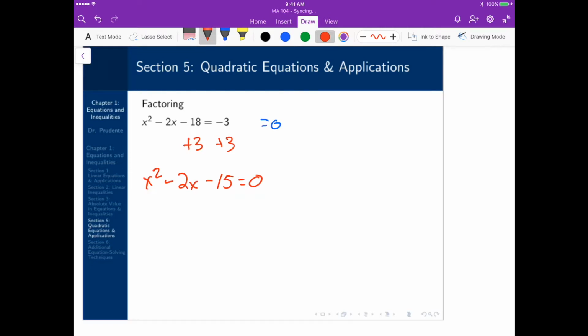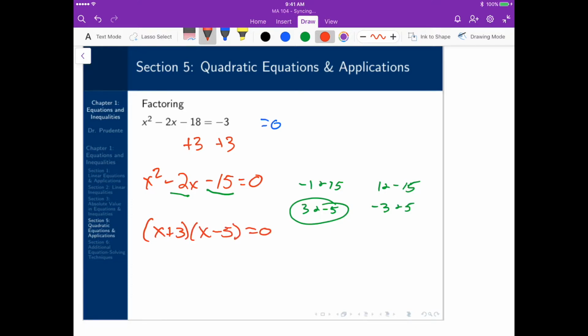As we said earlier in class, when we want to try and factor this, I'll look and say what two things can multiply together and get negative 15. We have negative 1 and 15, 1 and negative 15, 3 and negative 5, or negative 3 and 5. So not only do we want to look at what two things multiply to negative 15, but what two things add to negative 2, and that leads us to 3 and negative 5. So we can factor this into x plus 3 and x minus 5 being equal to 0.